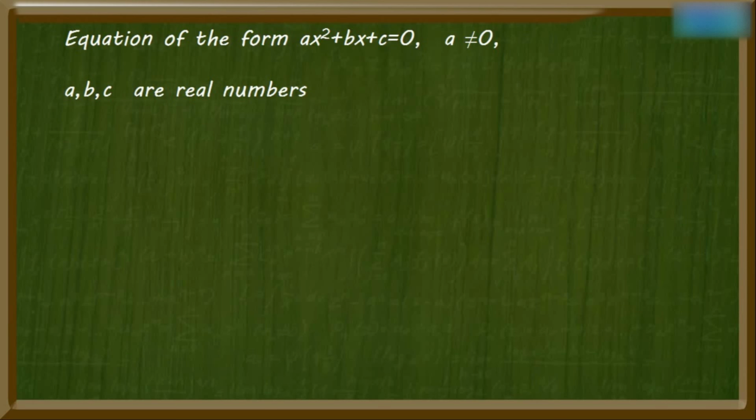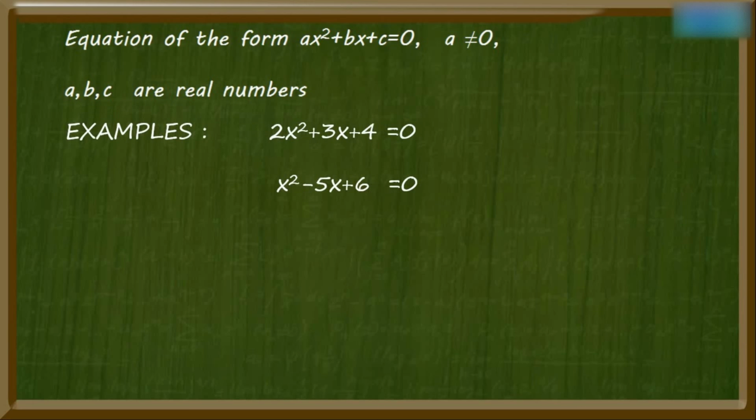That is very important because if a is equal to 0, then the equation will be of the form bx plus c. It is not a 2-degree equation, so it can't be a quadratic equation. Some examples of quadratic equations we have here: 2x square plus 3x plus 4 equal to 0, and the next example, x square minus 5x plus 6 equal to 0.